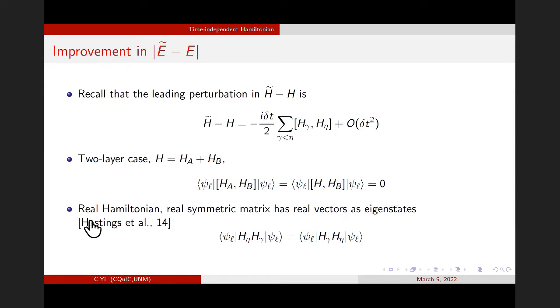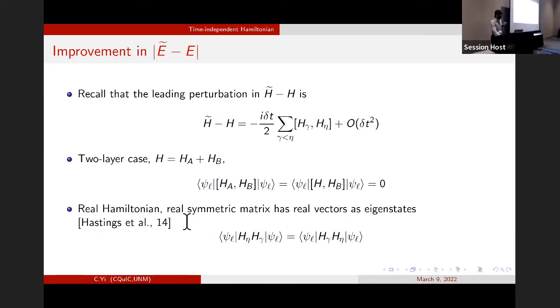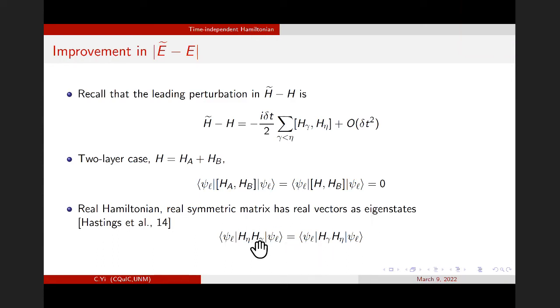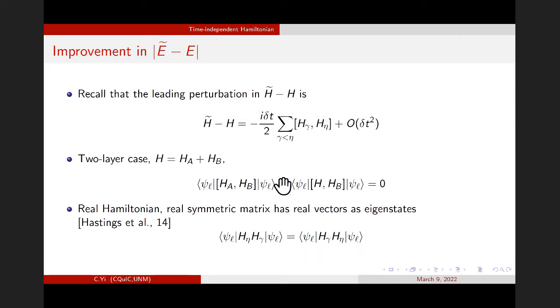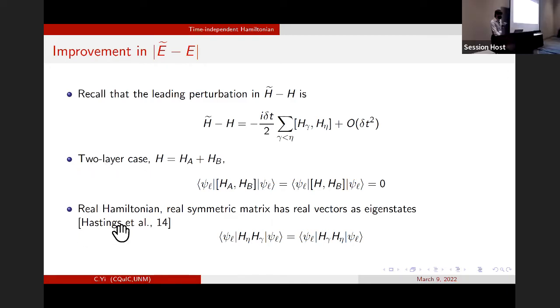And the second special situation is a real Hamiltonian. In linear algebra, we know that every real symmetric matrix can have real vectors as eigenstates. Now let's compare these two numbers. The matrix is real, the vectors are real. This must be a real number. And at the same time, they are complex conjugates of each other. We have two real numbers that are complex conjugates of each other, so they must be equivalent. In both very general situations, we prove that the leading perturbation term is off diagonal in the original eigenbasis.